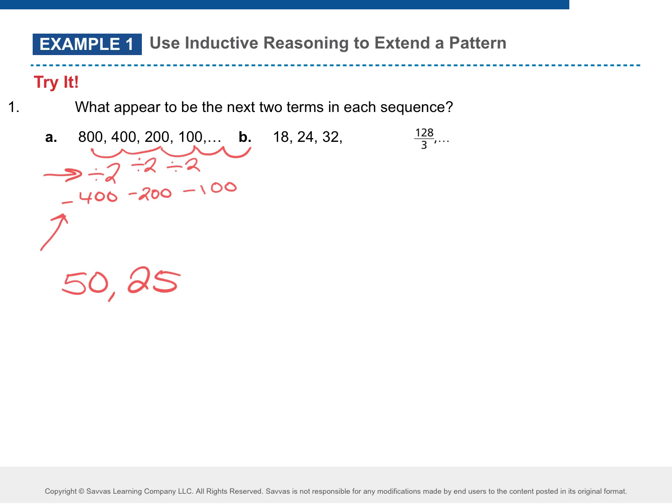Okay, let's talk about it. 18 to 24 is plus 6. 24 to 32 is plus 8. 32 to 128 divided by 3.